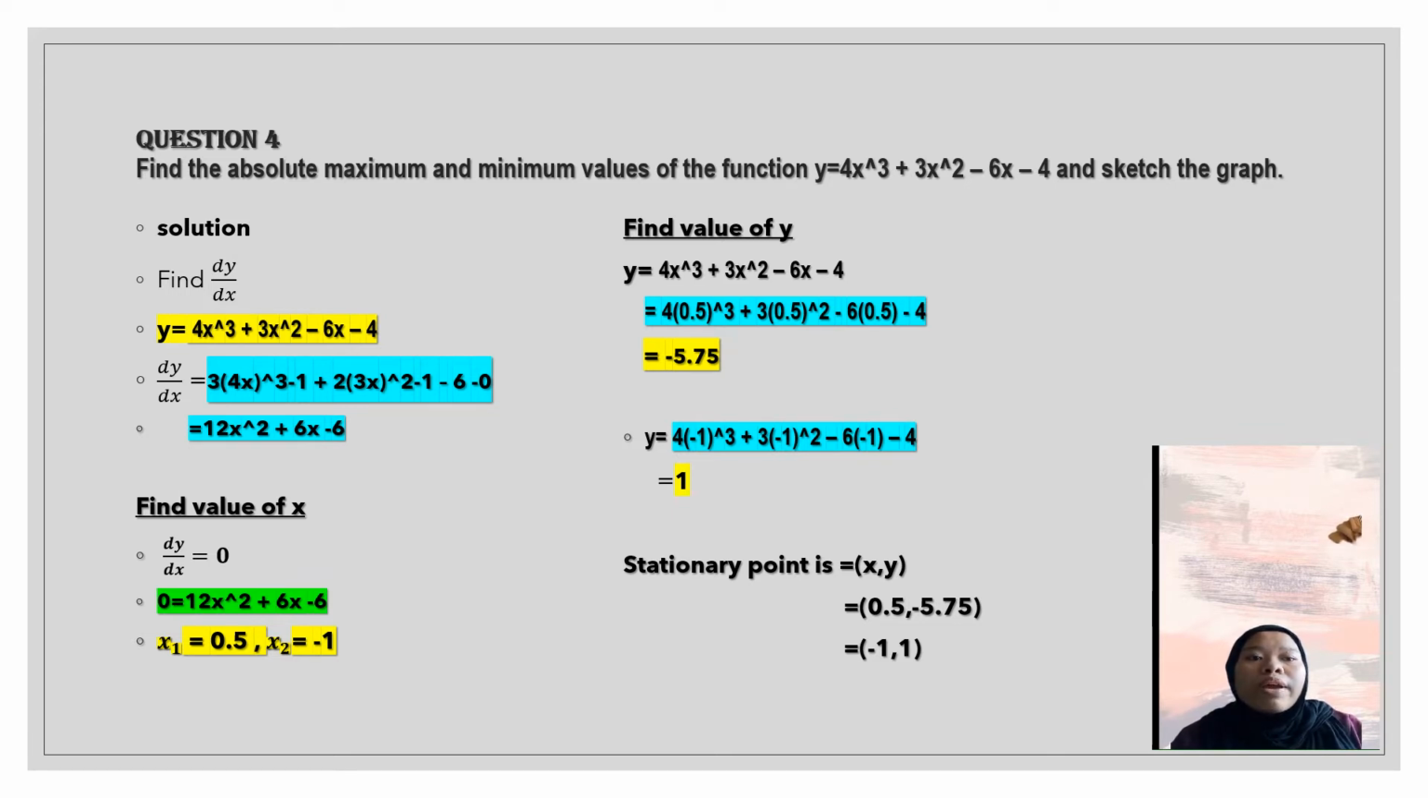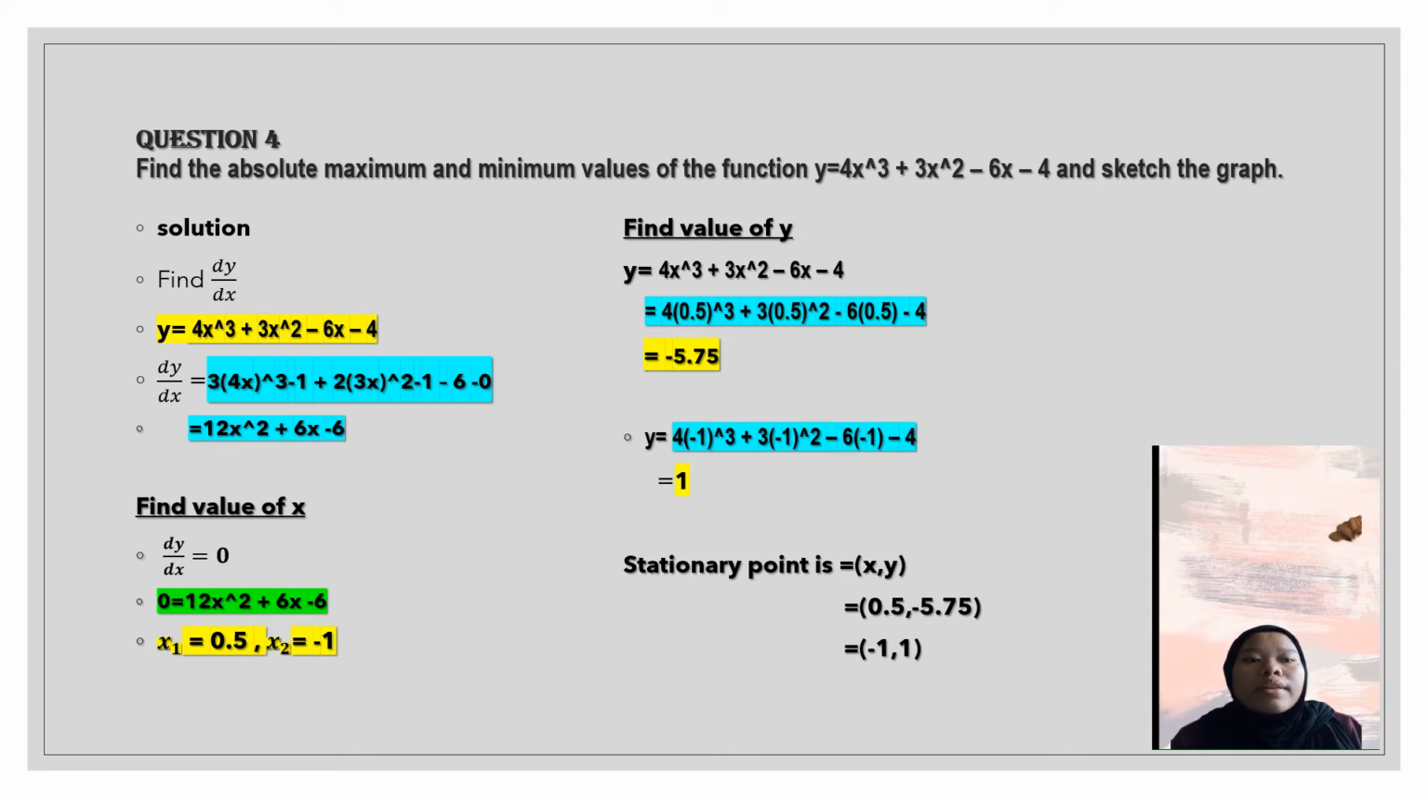So we go on to find the value of y. Y equals 4x^3 plus 3x^2 minus 6x minus 4. We put 0.5 into the equation to find the value of y. So 4(0.5)^3 plus 3(0.5)^2 minus 6(0.5) minus 4. When we calculate, you will get negative 5.75.